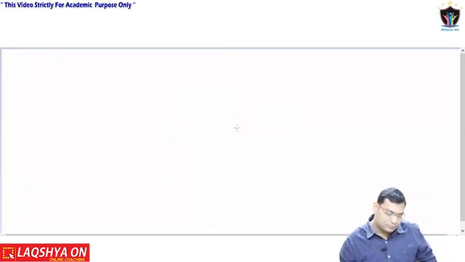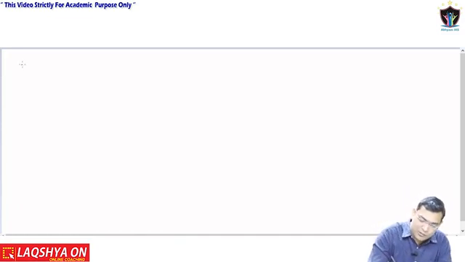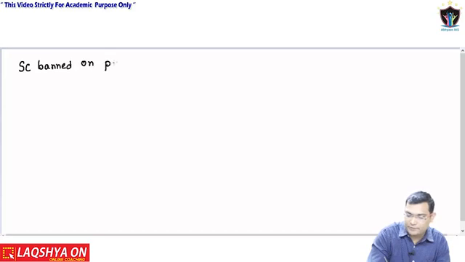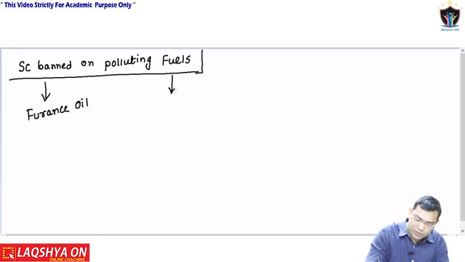Now, recently, ban on polluting fuels. Supreme Court has banned polluting fuels. What are the important bans which have taken place? One is furnace oil, and the other is Petcoke.